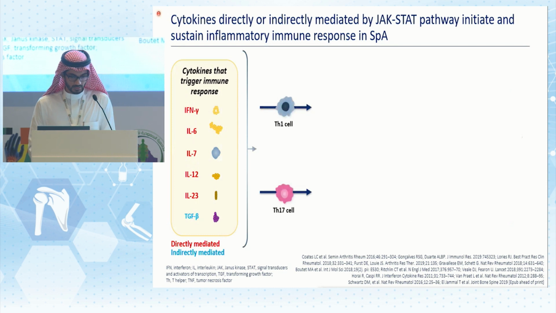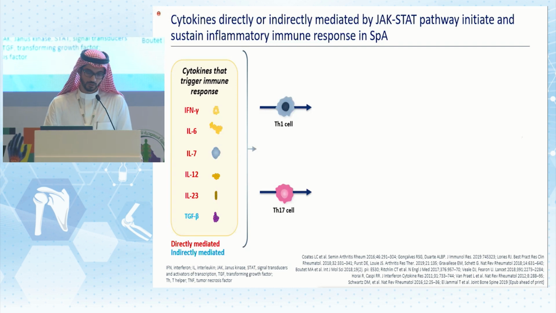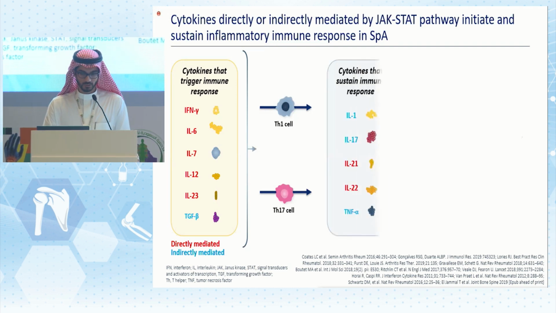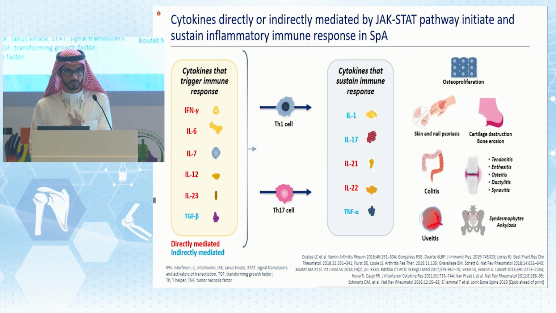This is what happens in the pathogenetic phase, where all these cytokines help activate the T1 helper and T17 helper cells, which in turn release more and more cytokines that can sustain the immune response, and then the clinical picture that is compatible with the spondyloarthropathies.